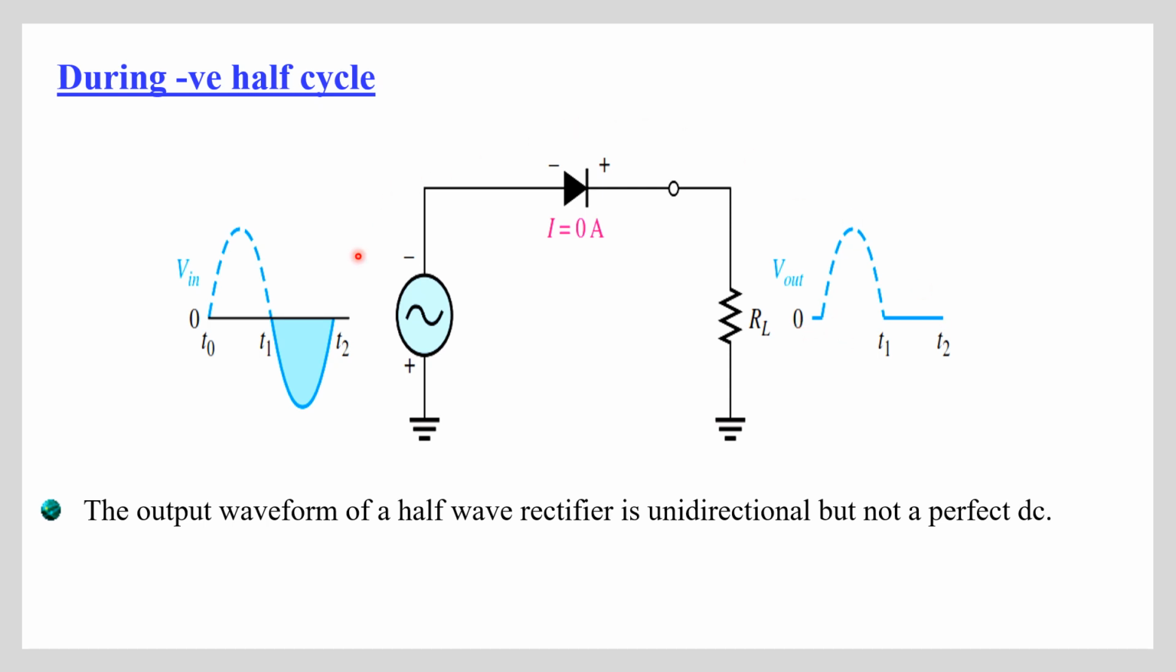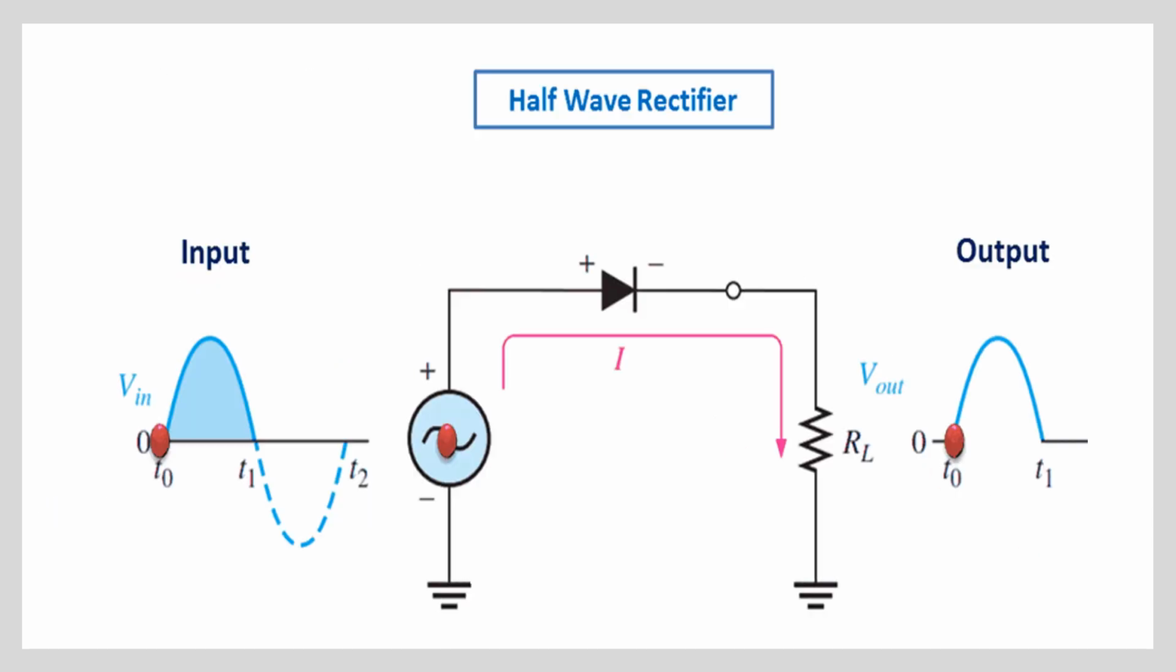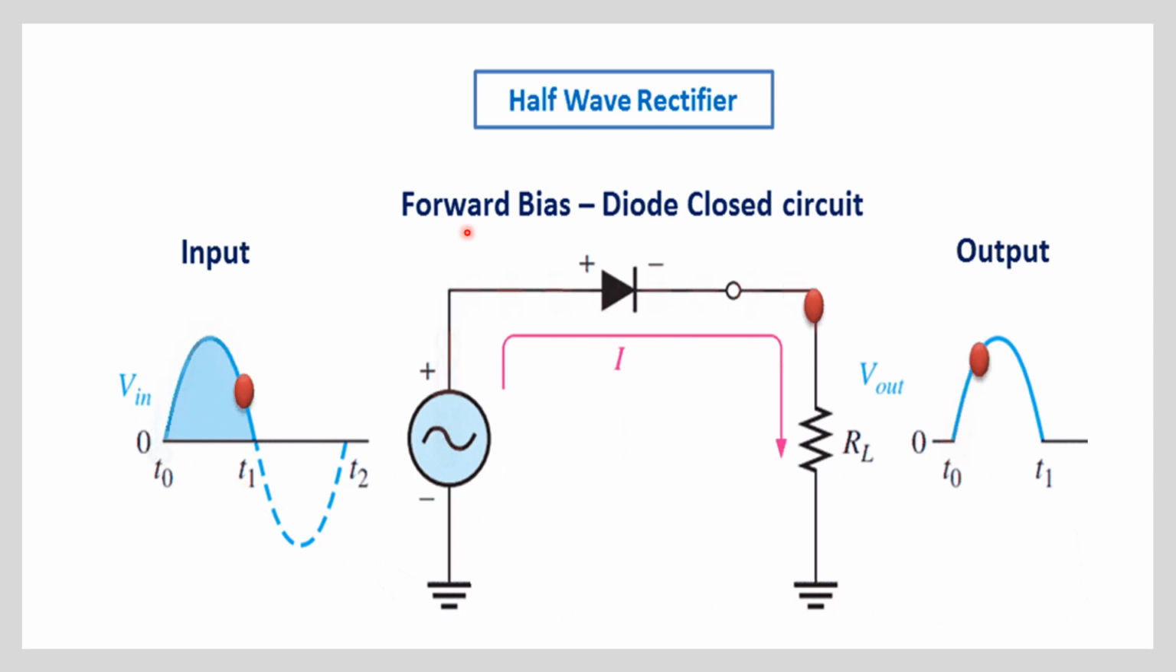The net result is that only the positive half cycle of the AC input appears at the output. So the output of the half wave rectifier is unidirectional but not a perfect DC. It is a pulsating DC voltage output. Let us understand this using an animation of the half wave rectifier.